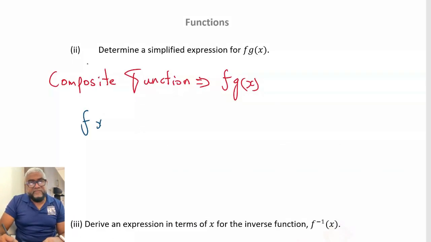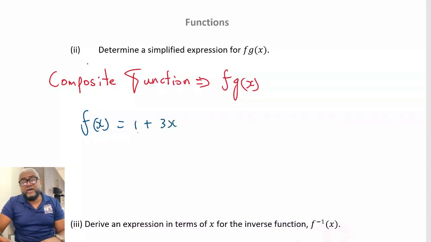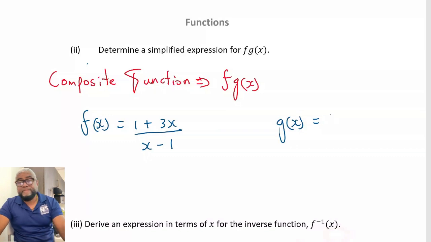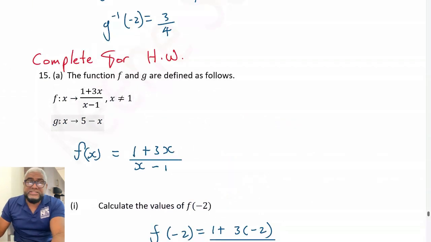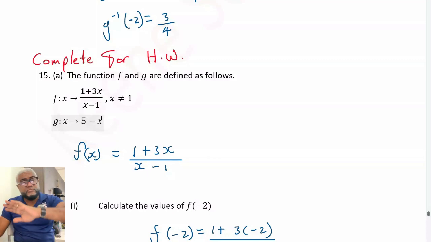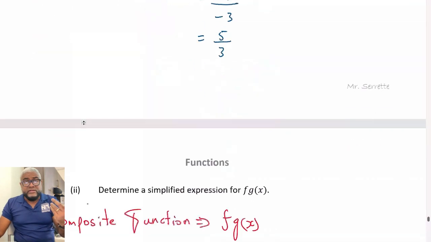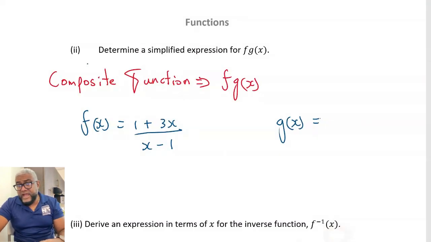F of x, somebody just remind me what f of x is equal to. What was f of x? Anybody? 1 plus 1 over x minus 1. And give me what g of x is. What g of x was? Anybody wrote it down? All right, I got to scroll up. Right, g is such that x maps onto 5 minus x, which simply means that g of x is equal to 5 minus x. Everybody good there? G of x is equal to 5 minus x.